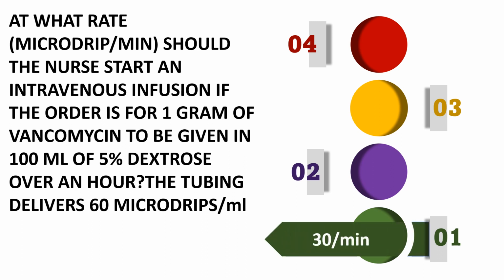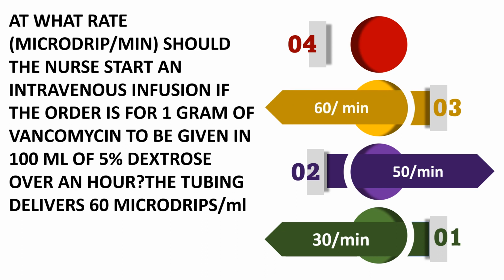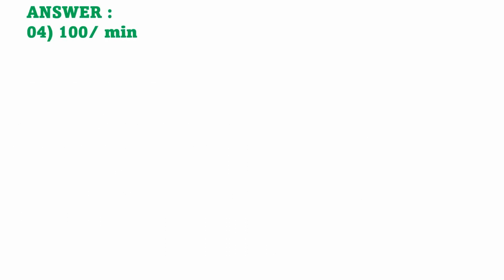The options are: option 1, 30 per minute; option 2, 50 per minute; option 3, 60 per minute; and option 4, 100 per minute. And the correct answer is option 4, 100 per minute. Now let us see how we got the answer 100 per minute.